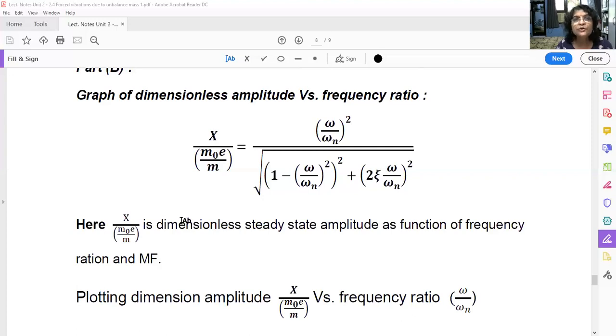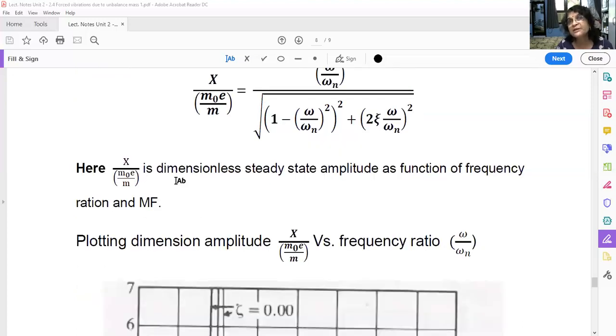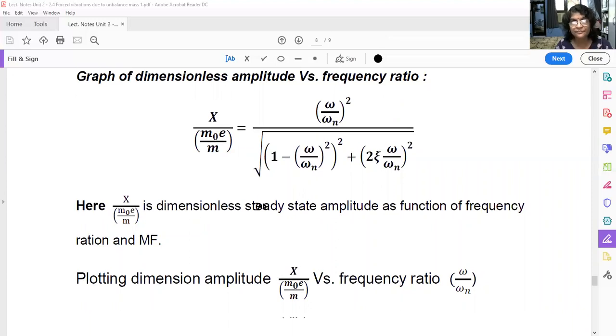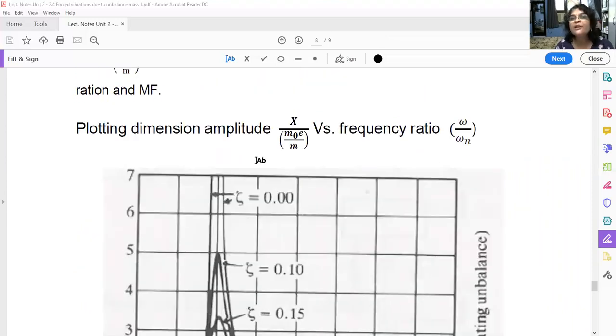Okay. So here this X upon MOE upon M is the dimensionless steady state amplitude, which is a function of frequency ratio and magnification factor. See, I can also write X upon MOE upon M into omega upon omega n whole squared is equal to 1 upon this square root. What is 1 upon the whole square root? This is nothing but the magnification factor. So I can write X upon MOE upon M is equal to omega upon omega n squared into MF, magnification factor. Understood?